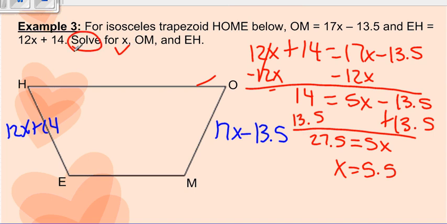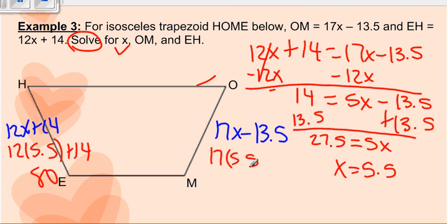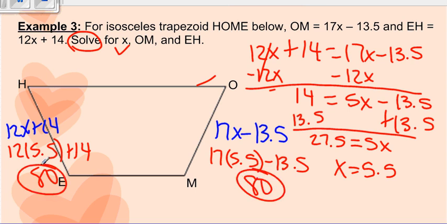But we still need OM and EH. So if I take my 5.5 and I plug it back into both of these equations, so I'll have 12 times 5.5 plus 14. If I do that in math, I'm going to get 80. Okay, if I do it over here as well, I will also get 80. I did both just to double check that they were indeed the same.